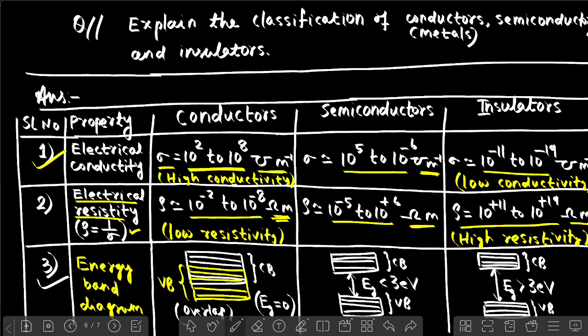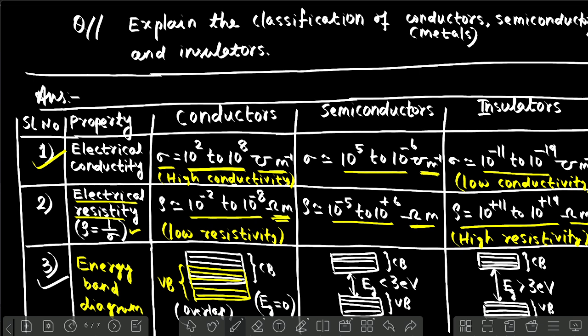But at a normal temperature in a semiconductor, some electrons can come to the conduction band. So the conduction band will be partially filled, like that you can tell. But for an insulator, the conduction band will be empty. No electrons will be there for an insulator. Okay, so please note down all these points.